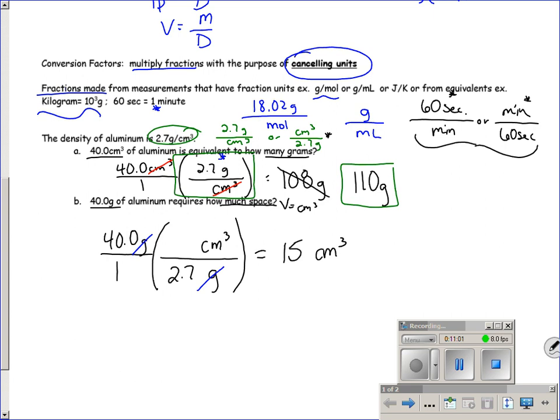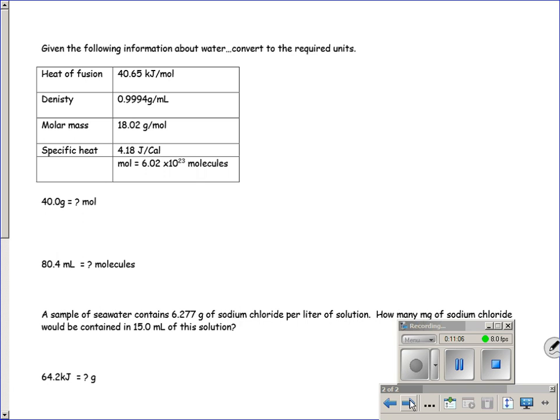Okay, I'm going to go a little bit faster on the next ones, and then you need to complete the notes in your binder. So here is some information about water. This last one applies to all substances, but all of these other measurements refer to water specifically. I want to rewrite this heat of fusion a little bit to 40,650 joules per mole.